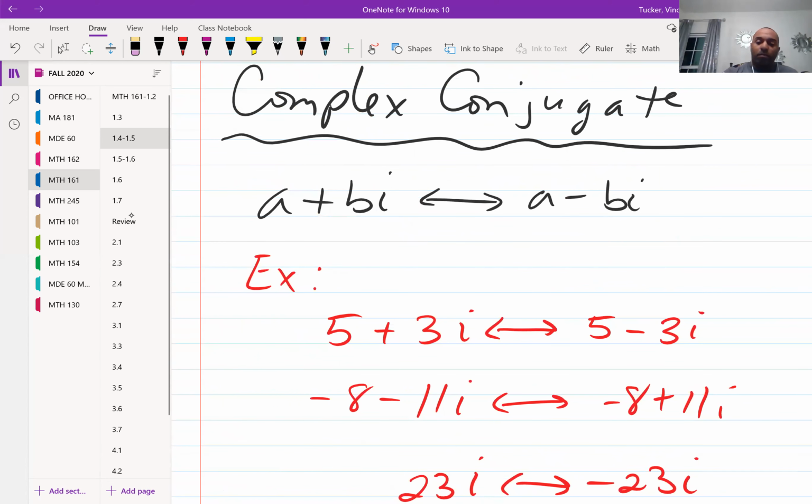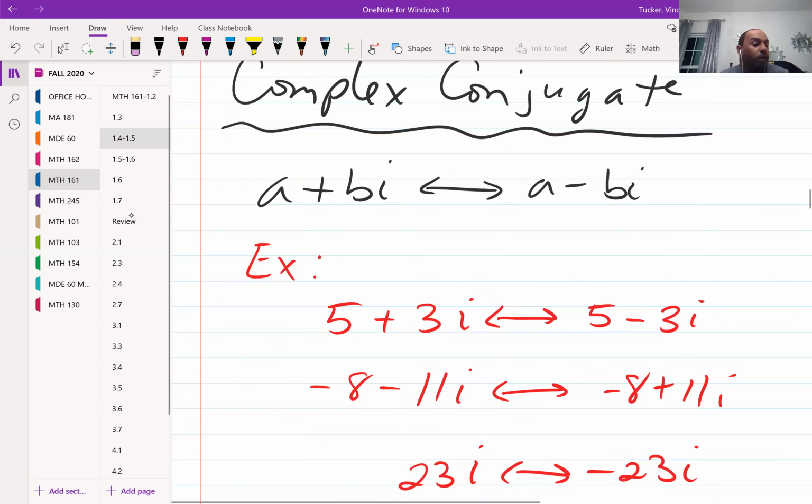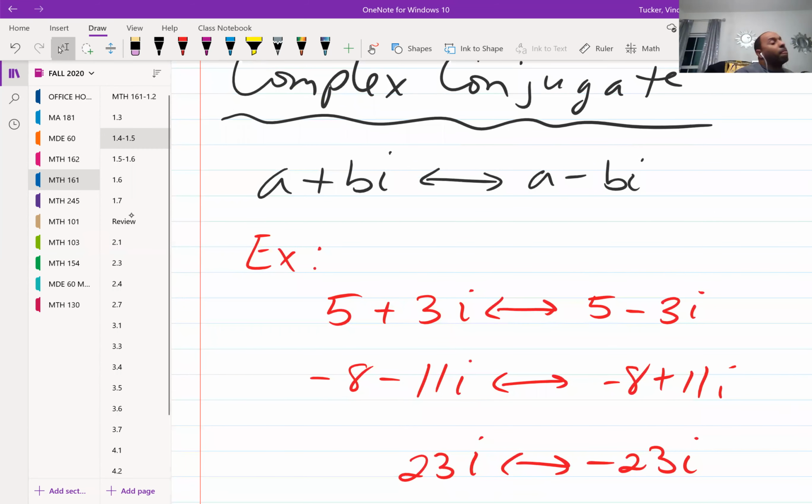We have examples here: 5 plus 3i and 5 minus 3i, complex conjugates. Negative 8 minus 11i, negative 8 plus 11i, and then 23i and negative 23i. So the sign is going to change on the imaginary part, not the real part.